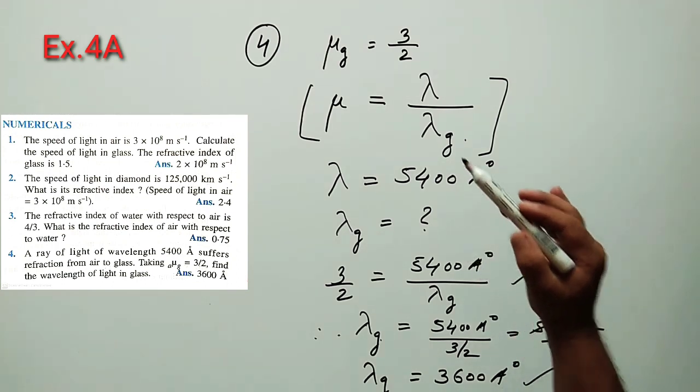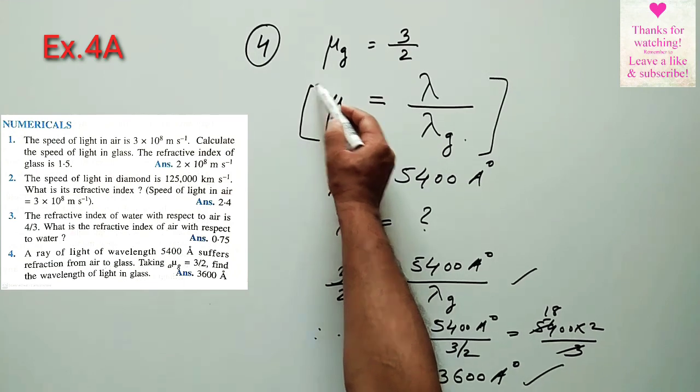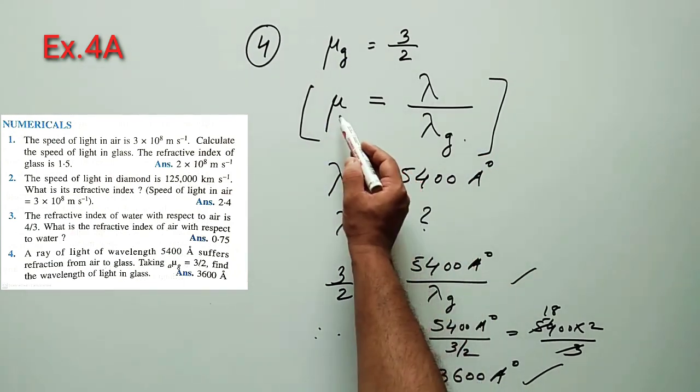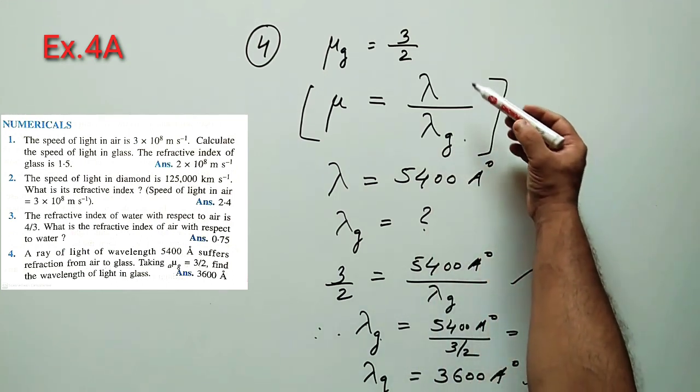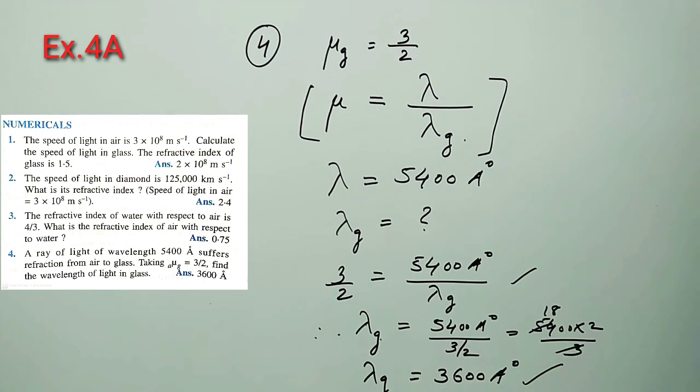So once you remember the formula, you can again solve the numericals very easily. So what is the key formula here? The refractive index in terms of wavelength of the light. So refractive index can be defined as the ratio between wavelength of light in air and the wavelength of light in given medium. Clear?